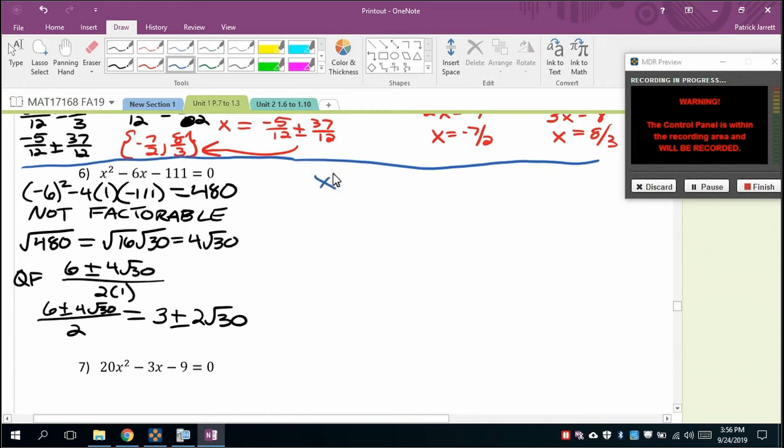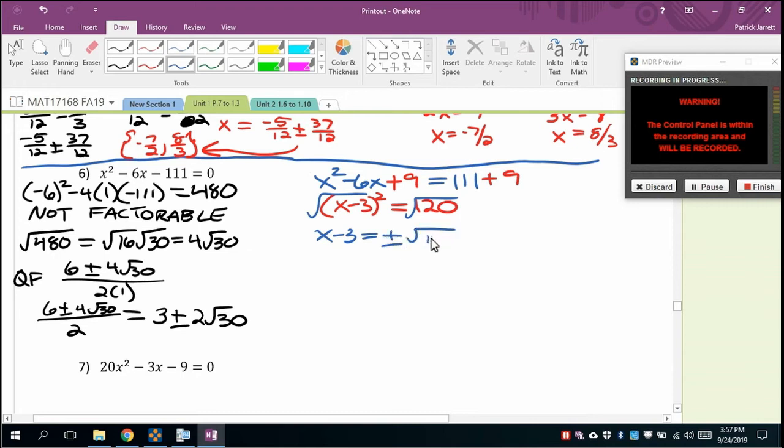Now, let's do completing the square. X squared minus 6x, and I'll just cut to the chase. That'll be equal to 111. Half of 6 is 3 squared, or negative 3, and that'll be a 9. So this will be x minus 3 quantity squared equal to 120. We take the square root of both sides. X minus 3 will equal plus or minus the square root of 120, which will be plus or minus 2 root 30. And we can just move that 3 over. X will equal 3 plus or minus 2 root 30. And of course you can write them individually if you so wanted or not.